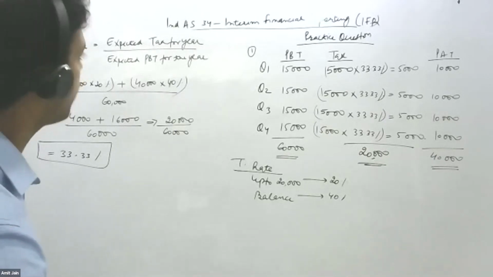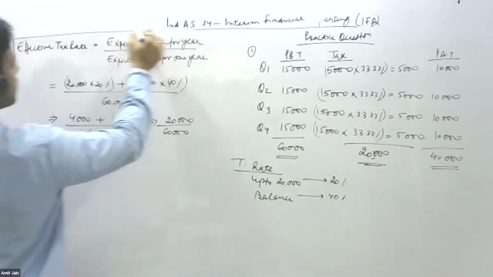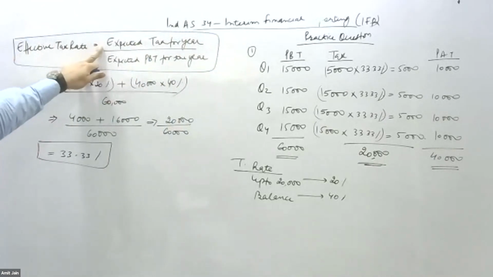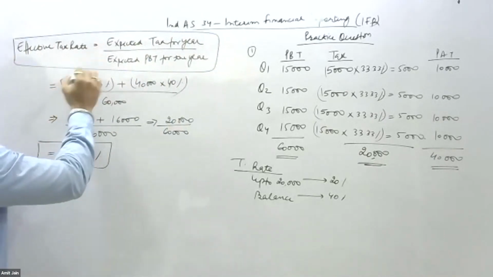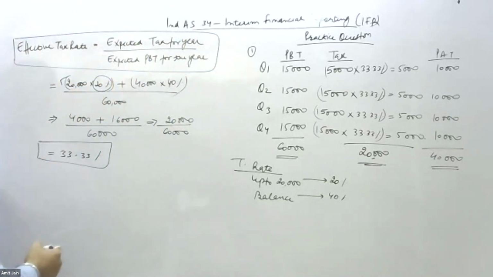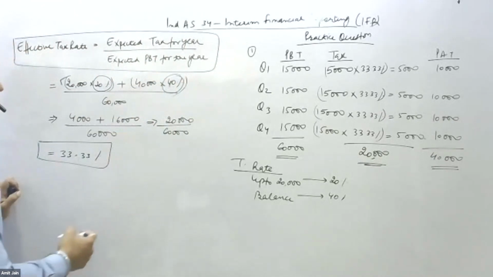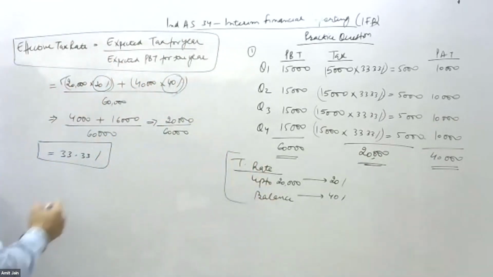Let me repeat what I've just done. This is the effective tax rate, right? Expected tax for the year, expected PBT for the year, right? Up to 20,000 rupees, the company has to incur a tax rate of 20%, and after 20,000 rupees, the company has to incur a tax rate of 40%, right? This is the tax rate which is given in the question itself, and this is how we need to compute.